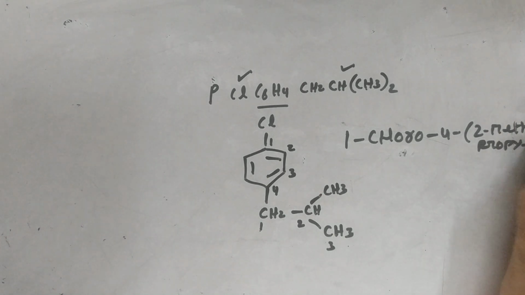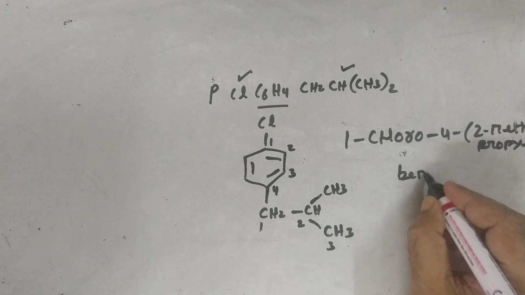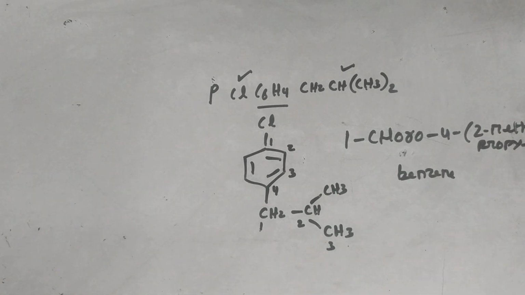And the rest of the compound is nothing but benzene. This was a nice example. You should practice afterwards also. This is an example of haloarene because halogen is directly attached to the benzene ring. So its name is, I repeat, 1-chloro, 4-(2-methyl propyl), and then benzene.